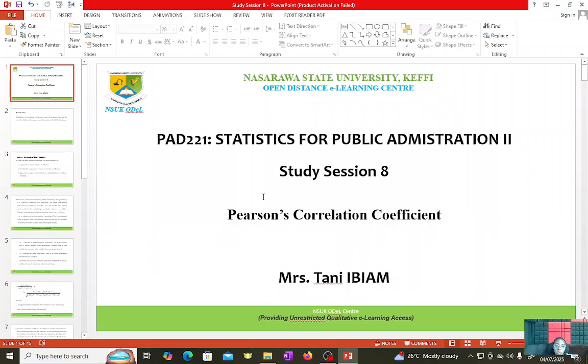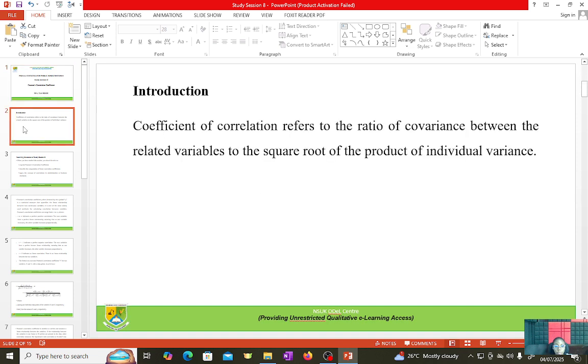Today on part 221, we'll be discussing Pearson's correlation coefficient. Coefficient correlation refers to the ratio of covariance between the related variables to the square root of the product of individual variances.